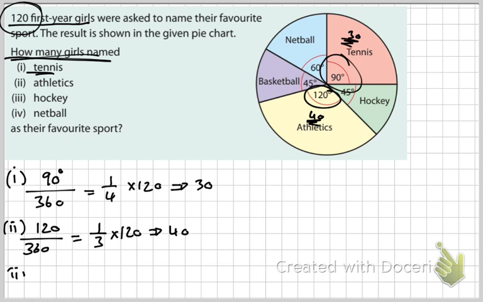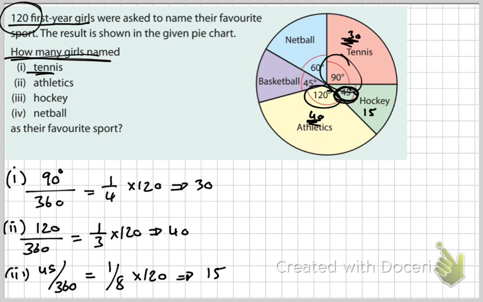The third one is hockey. Hockey is 45, so that's 45 out of a possible 360 degrees. From the previous question anyway, that is 1/8. So 1/8 of 120 is what we're looking for. 1/8 by 120 gives me 15 girls. So 15 girls picked hockey. If I go into hockey, I can just put 15 in there if you want.